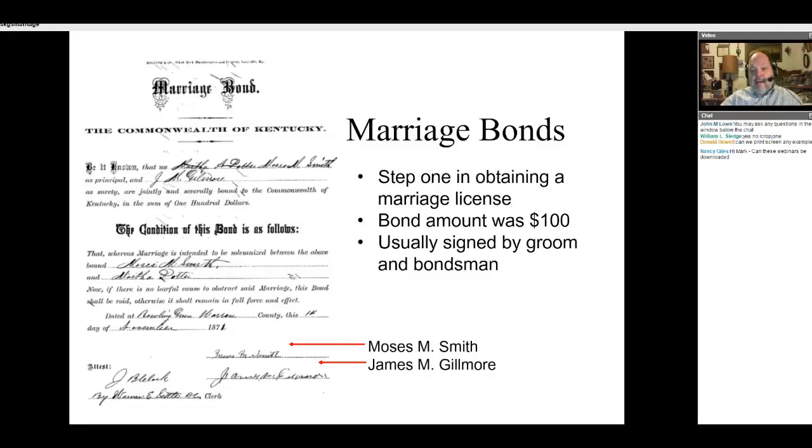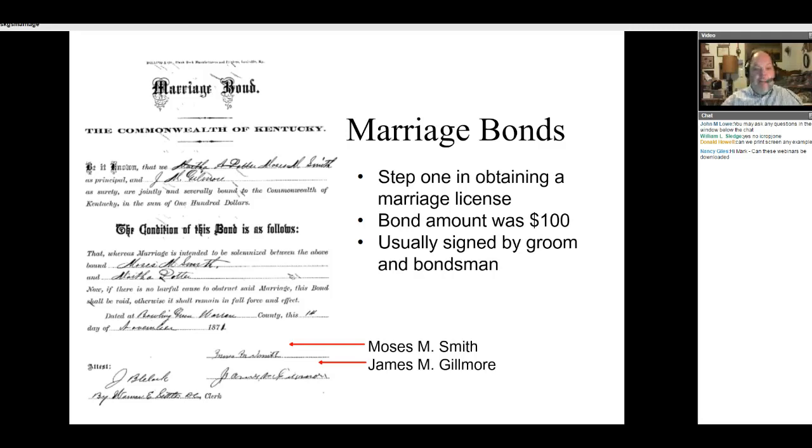So in Kentucky, step one in obtaining a marriage license was to obtain a marriage bond. For most of the years in Kentucky, the bond amount was $100, and that is different than it may be in a surrounding state. I'll give you the Tennessee example in a moment. Marriage bond, though, is usually signed by the groom who is applying for the license and his bondsman, the person who is willing to sign the security for the bond amount. In this case, this is a marriage from Warren County, Kentucky for the Commonwealth.